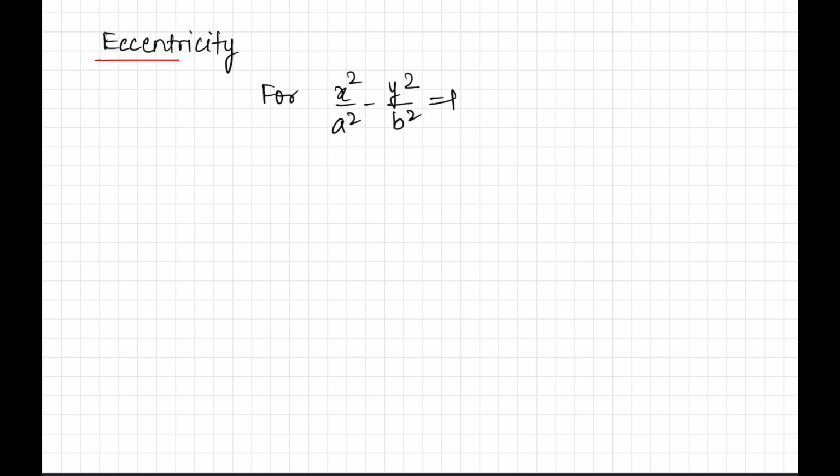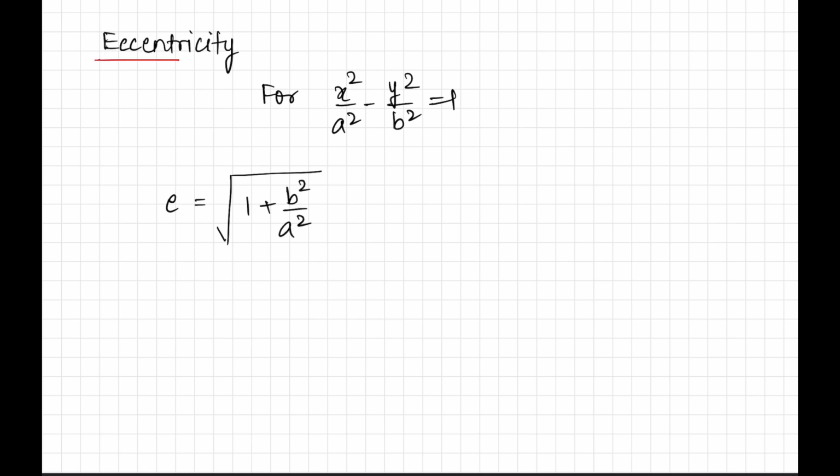In this video, let us discuss the eccentricity of a hyperbola. So, for a standard hyperbola, the value of eccentricity is given by square root of 1 plus b squared by a squared.